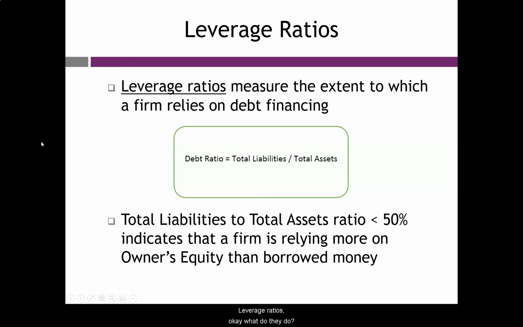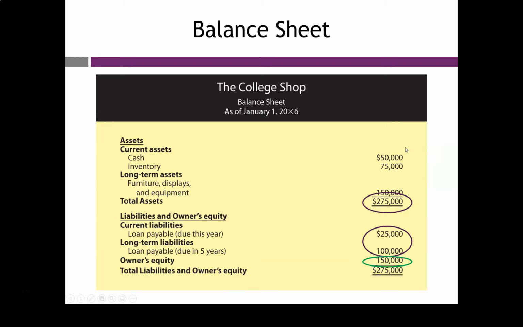Leverage ratios. Okay, what do they do? Measure the extent to which your firm relies on debt. We know that leverage is debt. Now here, because the debt ratio is total liabilities over total assets, typically the lower the better. The lower the better. Okay? You'd rather have more in equity than liabilities. So let's take a look at the college shop's leverage ratios to hammer that home with an example.